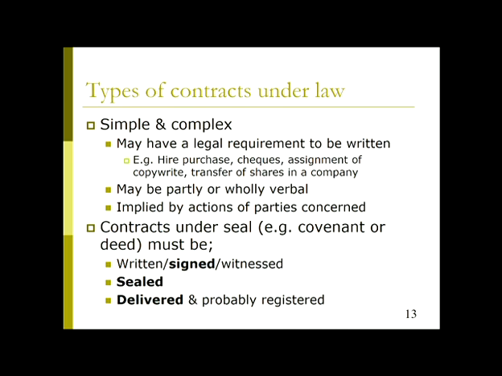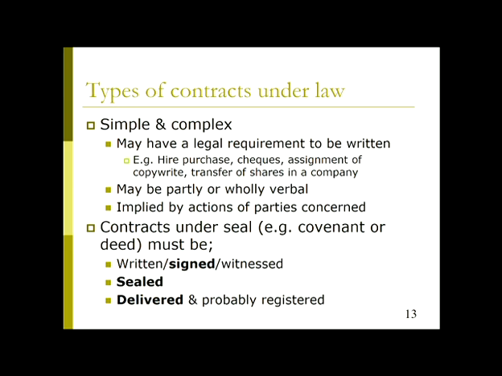So under law, there's broadly two categories of contracts that are recognised. There's the simple and complex ones that we just talked about, and there's contracts under seal. So the simple and complex ones, we've talked about what they cover, and why you need more complex ones. And also the fact that they may be wholly or partially verbal contracts, especially for the simple ones.